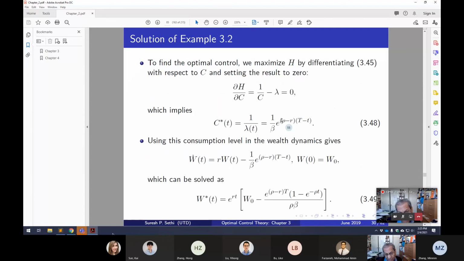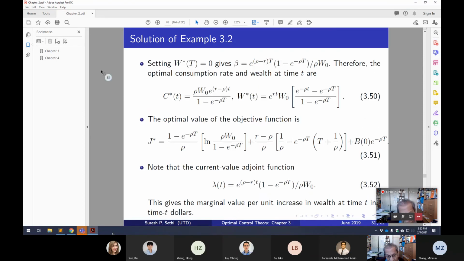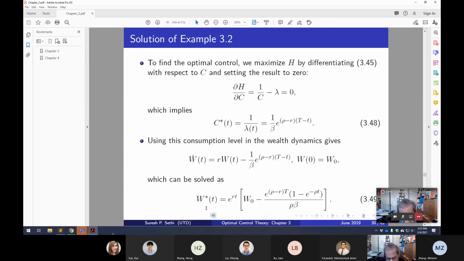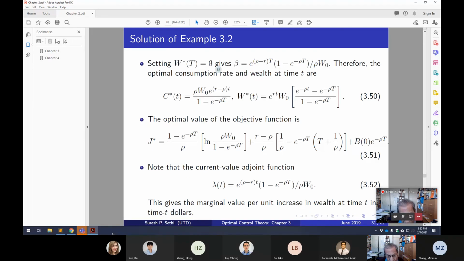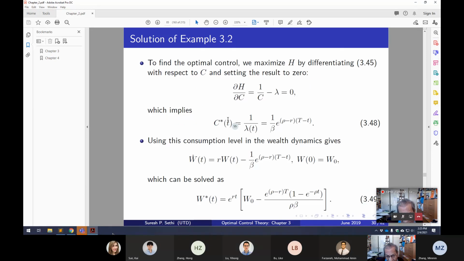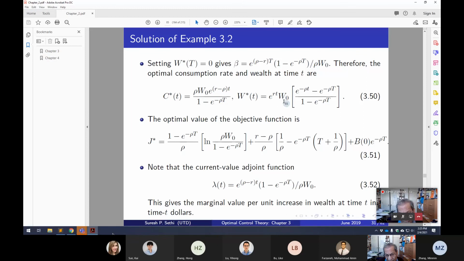So I can find w t. So here's W dot t. I solve this, you get w star t. So I have the wealth trajectory, consuming optimally, but it is a function of beta, which I don't know yet. So I'm going to make sure that when I put capital T here, this is 0. So I put w star T. But what I want to do is make w star T equal to 0, and I determine beta. So here's w star T equal to 0. This gives me beta equal to this. Then I substitute this beta in c star. I get the c star t and w star t.